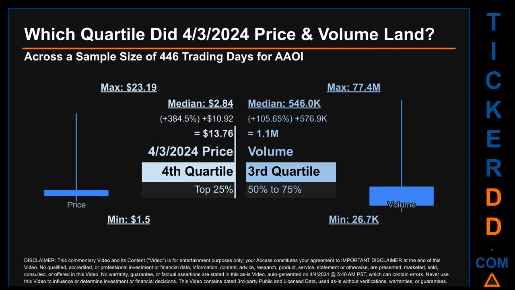Descriptively, AAOI has a median price of $2.84. Therefore, the 3rd of April 2024 price was higher from that middle marker by 384.5%. The day's volume of 1.1 million was more than the median by 105.65%.